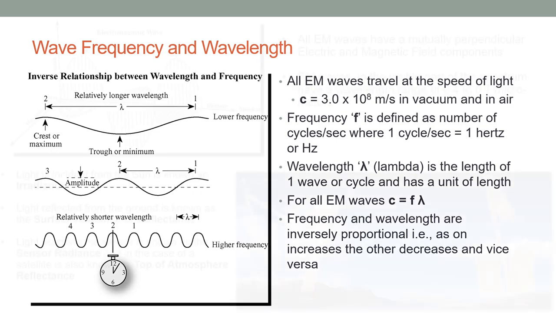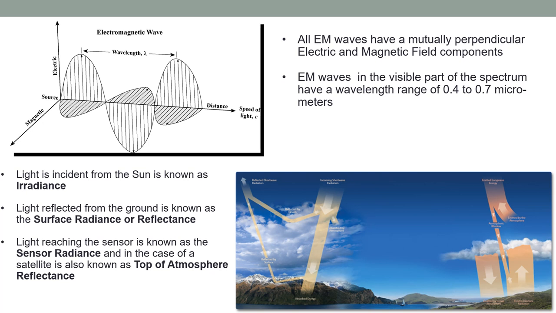So as an electromagnetic wave moves through space or air, it has two mutually perpendicular components. One is an electric field component, and at 90 degrees to it, you have a magnetic field component. Both of these components are oscillating. And once again, a reminder that electromagnetic waves in the visible part of the spectrum have a wavelength range of 0.4 micrometers, which is violet or blue, to 0.7 micrometers, which is red, and then beyond that we have the near infrared and the infrared region.